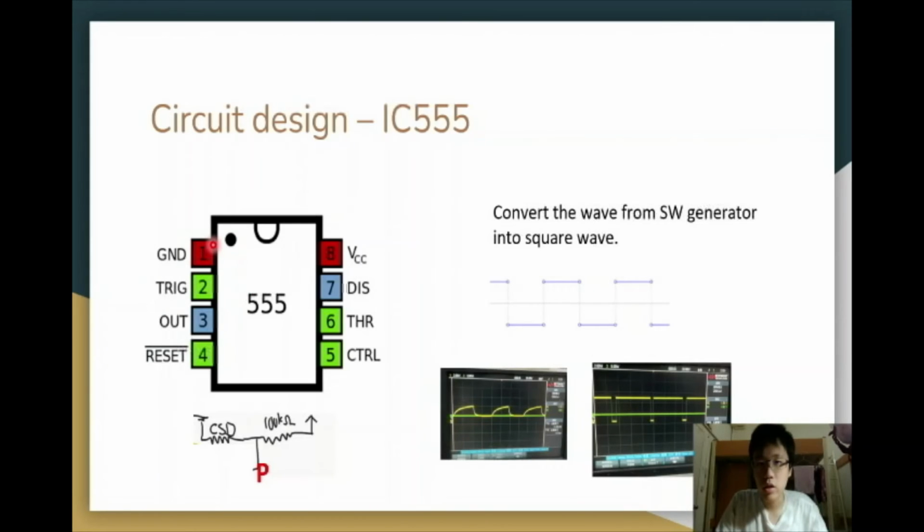Okay, let's look at the IC555. We will wire the photoresistor to this IC, and with this IC we can transfer our standing wave into a square wave. When the IC receives a low voltage signal, it will transfer it into a high voltage signal, and otherwise it will transfer into a low voltage signal. You can see in these two pictures we shot in the laboratory, this is our standing wave, and we use this IC to transfer it into a square wave.